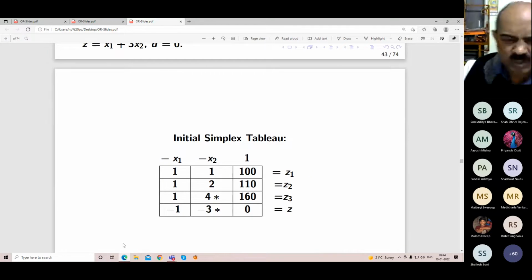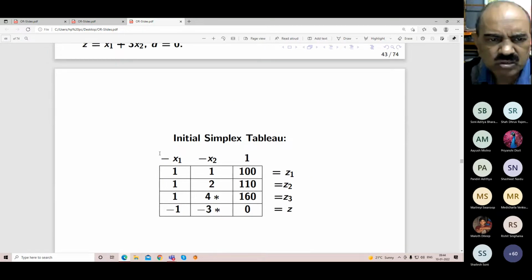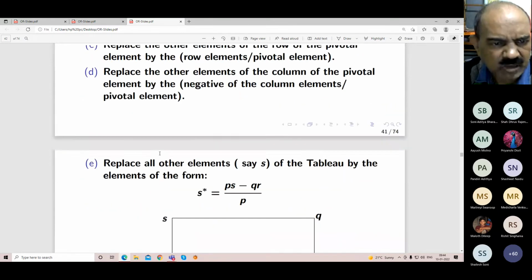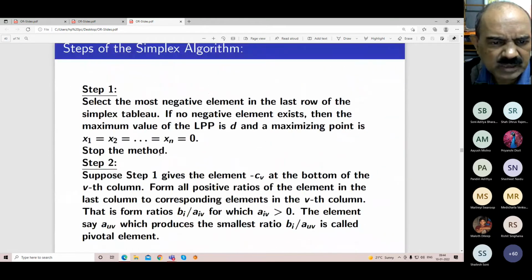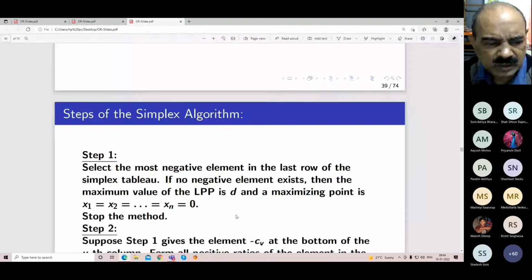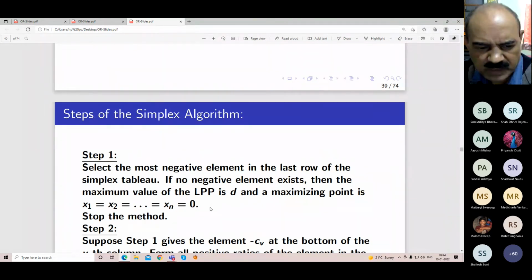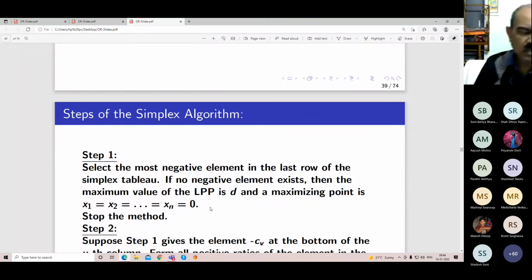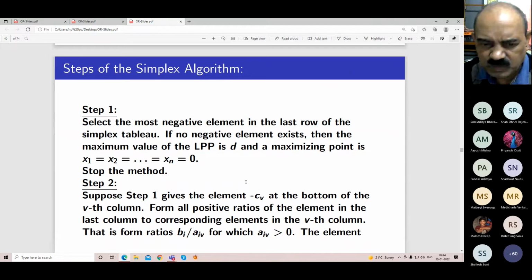And what are the steps we are going to utilize? I am going to the original algorithm. Step 1, I have told: select the most negative element in the last row of the simplex table. If no negative element exists, then the maximum value of the linear programming problem is D, and the maximizing point is X1 equal to 0, X2 equal to 0, up to Xn equal to 0. Stop the method.